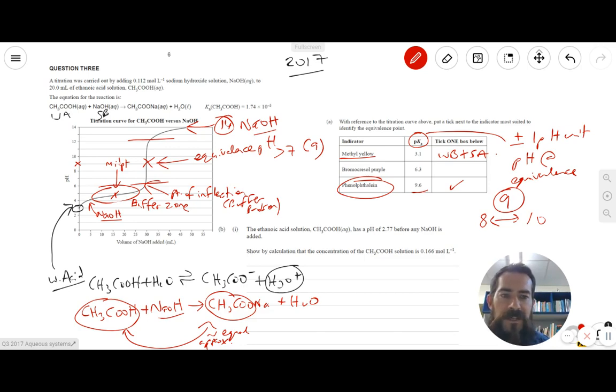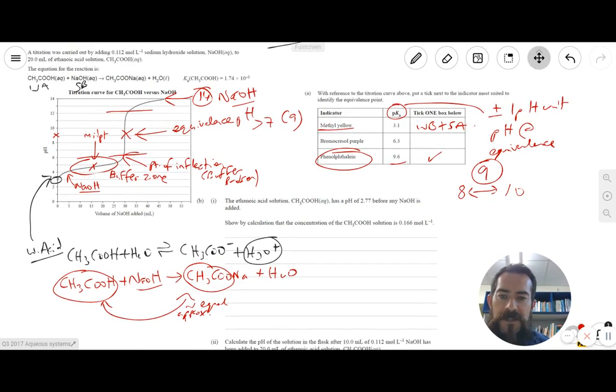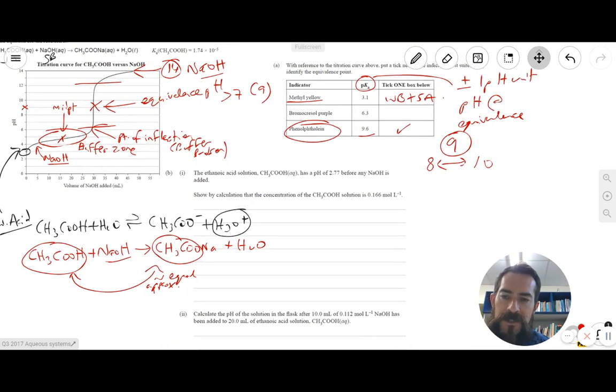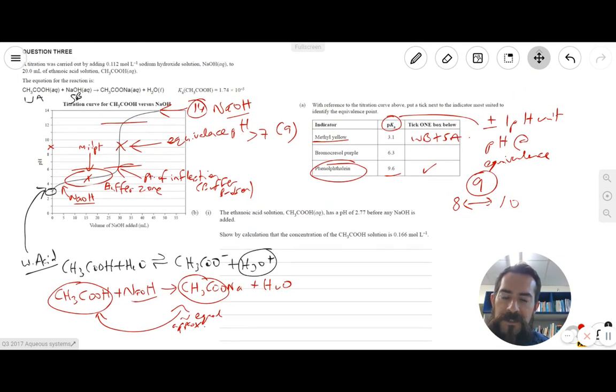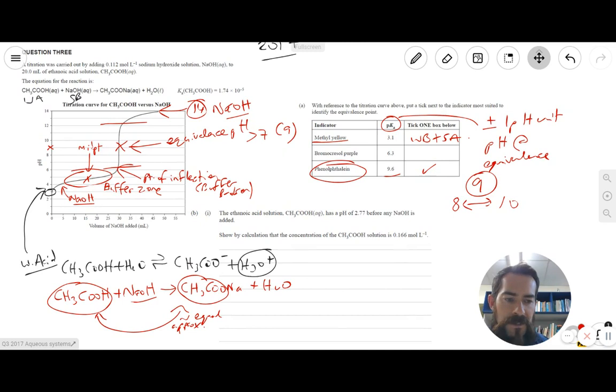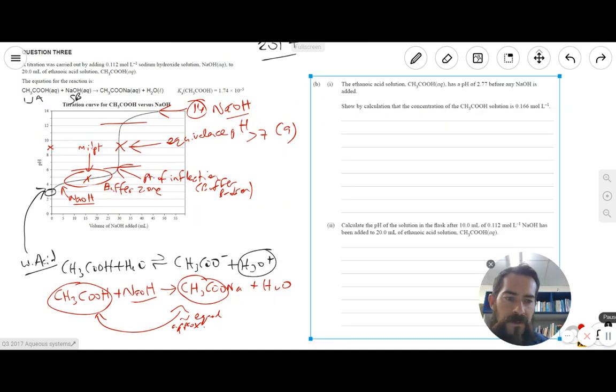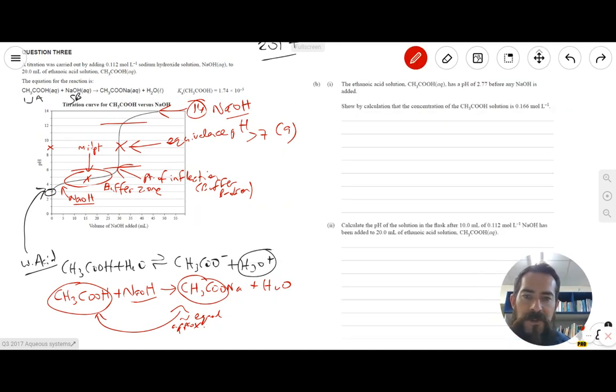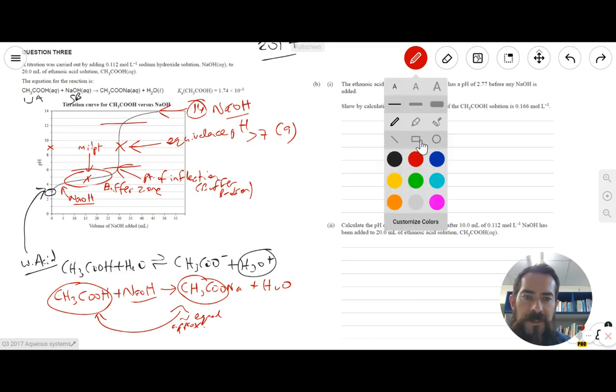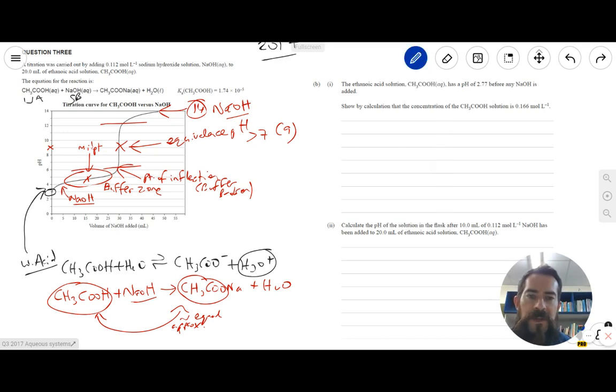So now that we've totally stripped down the information in that curve, let's take a look at what other questions they ask us in 2017. Now I'm going to delete some of these things here because otherwise there's too much to look at. So I'm just going to pause this and delete some components. Okay, so what I've done is I have moved some of the question over here now, and we're going to take a look at part B. Now, part B is referring to the ethanoic acid solution having a pH of 2.77 to begin with, before any sodium hydroxide is added. So this is the pH that we're referring to here. So we're given a value for it as 2.77.